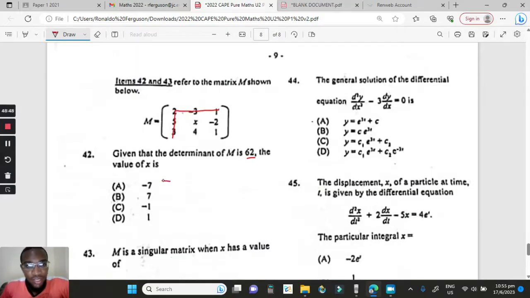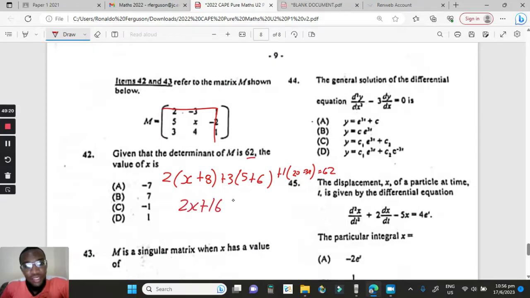Cross around the column. So it's 2 times x plus 8. Going very slow. Then plus 3 times. Cross around the column with the 3 in it now. 5 times 1 is 5. Minus 6, that's plus 6. Plus 1 times. Cross around the column now with the 1 in it. That is 20 minus 3x is 62. No, that's 2x plus 16 plus 33 plus 20 minus 3x is 62.